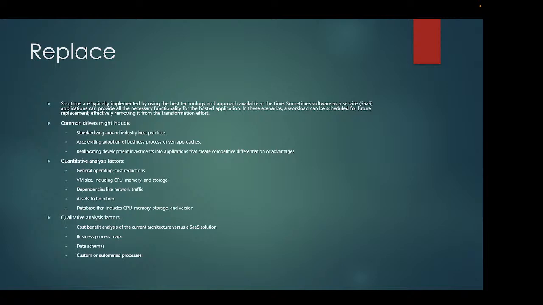The reasons can include the cost benefit of the current architecture versus the SaaS solution, business process maps, data schemas, and custom or automated processes that are in place. So like this, the 5 R's are all about migrating an existing workload to the cloud. You might think about rehost, re-architecture, rebuild, or replace, or any of the options that are available.